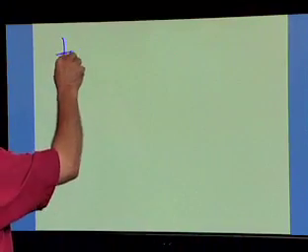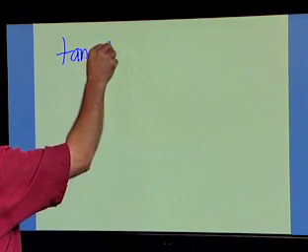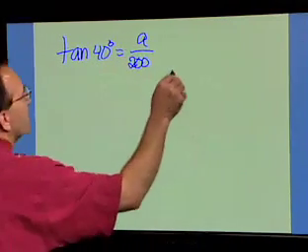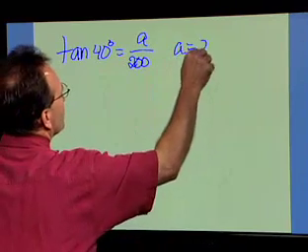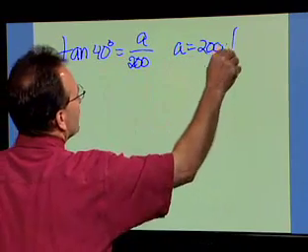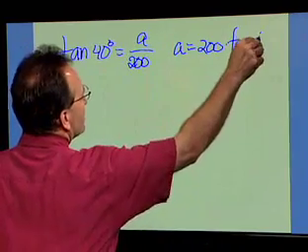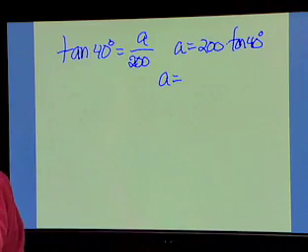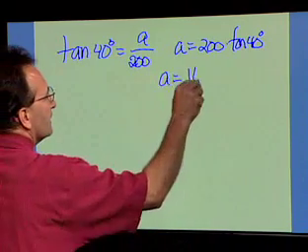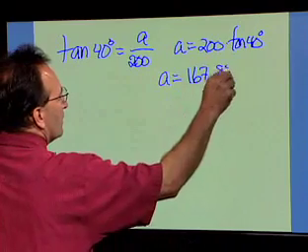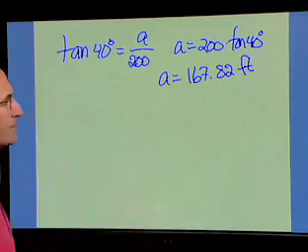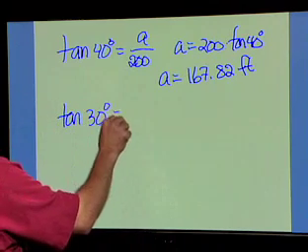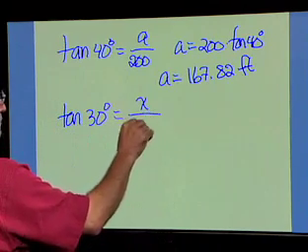So we had tangent of 40 degrees is equal to A over 200. And that means that A is equal to 200 times the tangent of 40 degrees. So that means, plugging it into the calculator, we'll find that A is equal to 167.82 feet. The other equation we had was tangent 30 degrees was equal to X over 200.